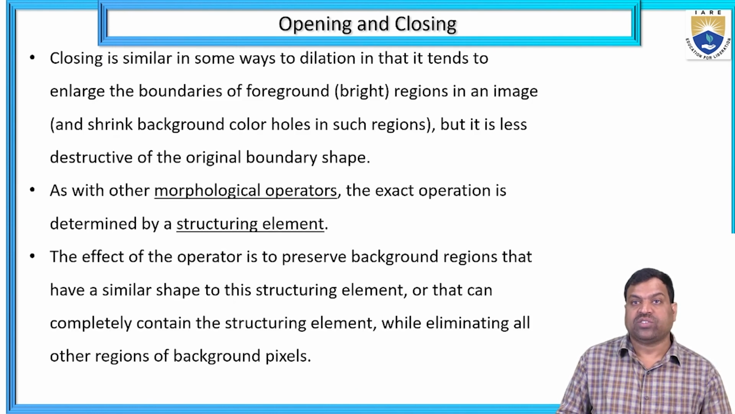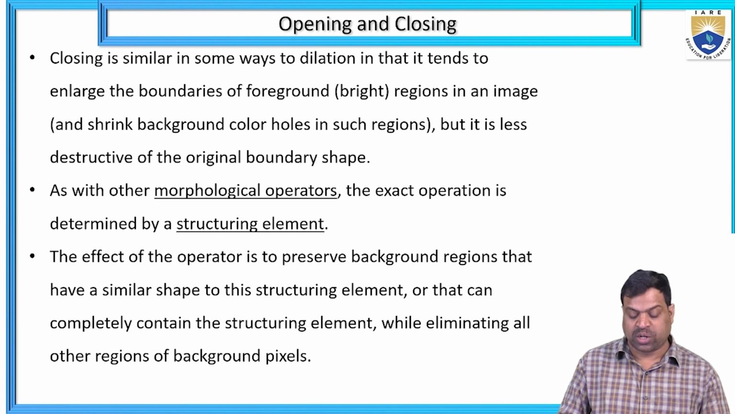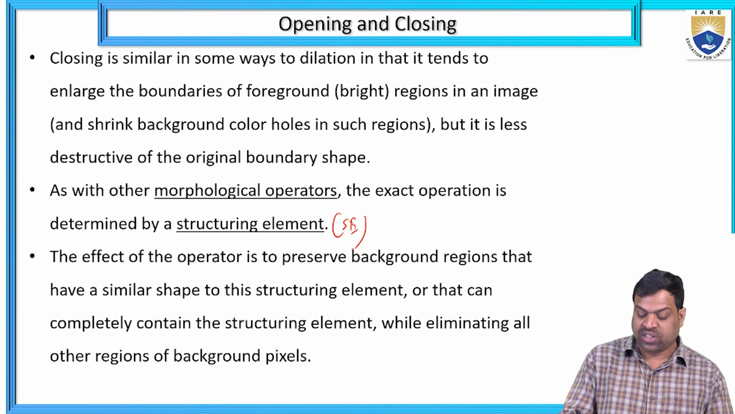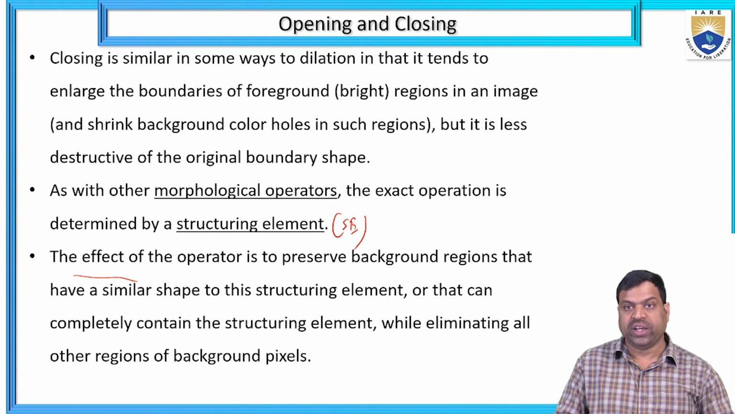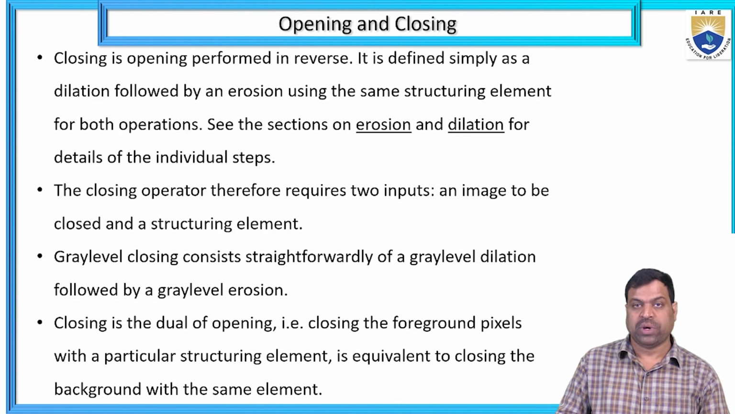So closing is similar in some ways to dilation in that it tends to enlarge the boundaries of foreground or bright regions in an image while shrinking the background color holes in such regions, but is less destructive of the original boundary shape. As with the other morphological operators, the exact operation is determined by the structuring element SE. So the effect of the operator is to preserve the background regions that have a similar shape to the structuring element or that can completely contain the structuring element, while eliminating all other regions of background pixels.